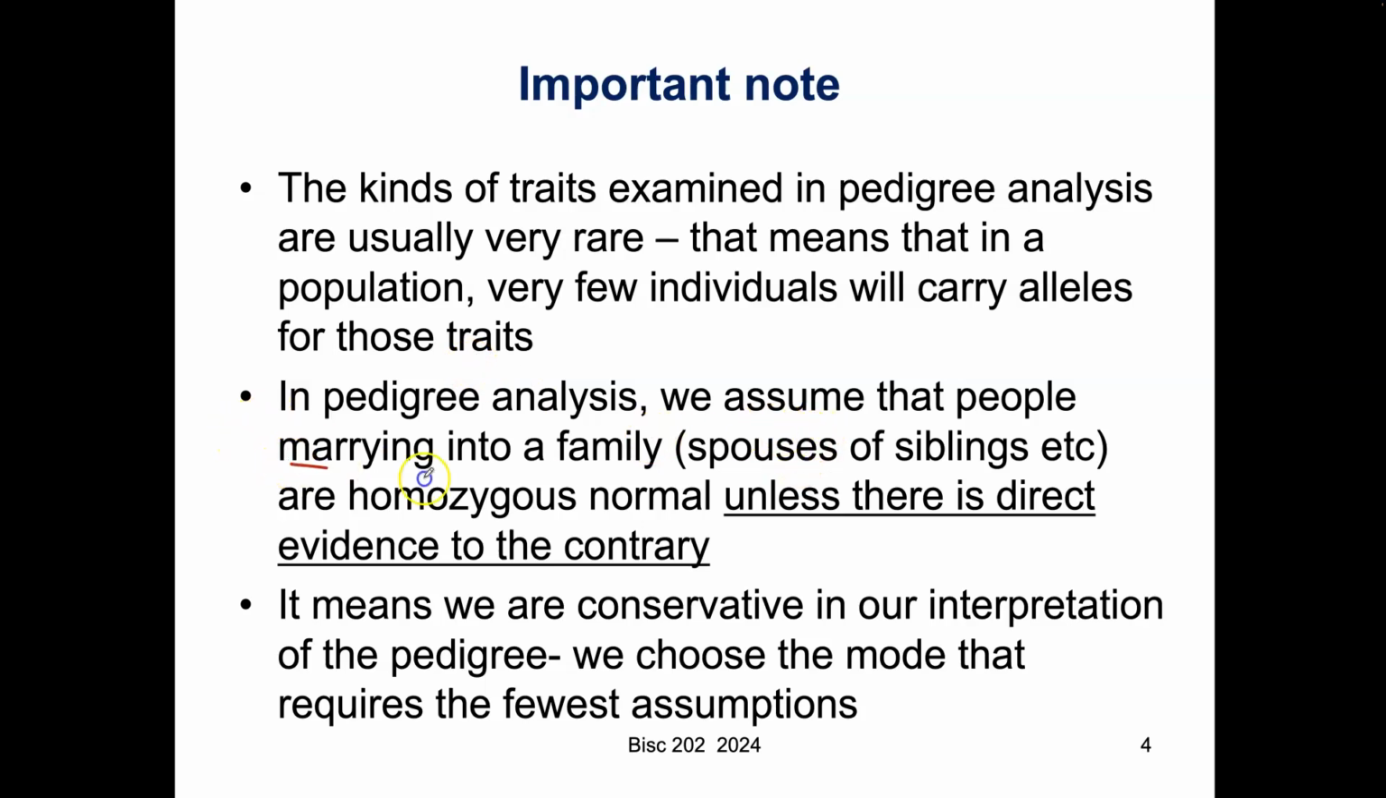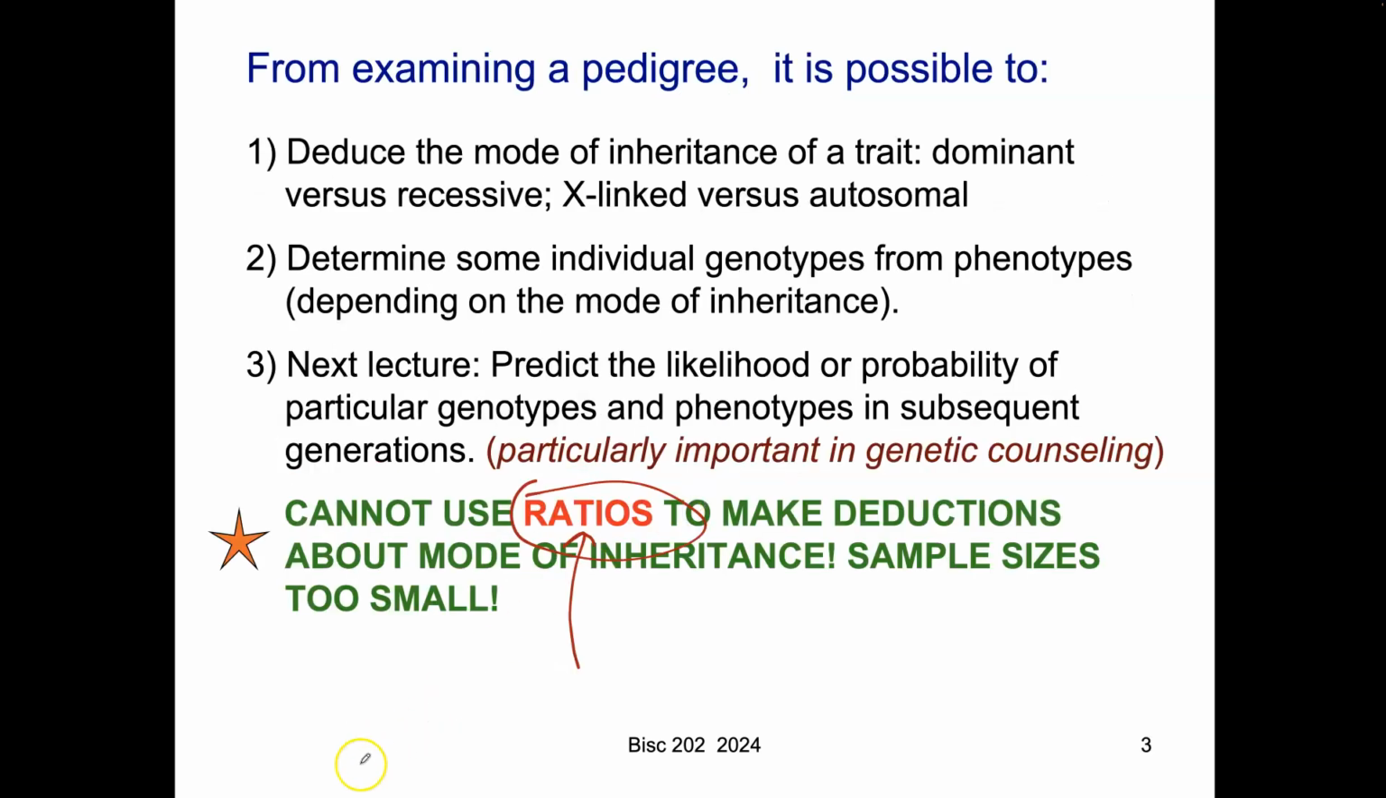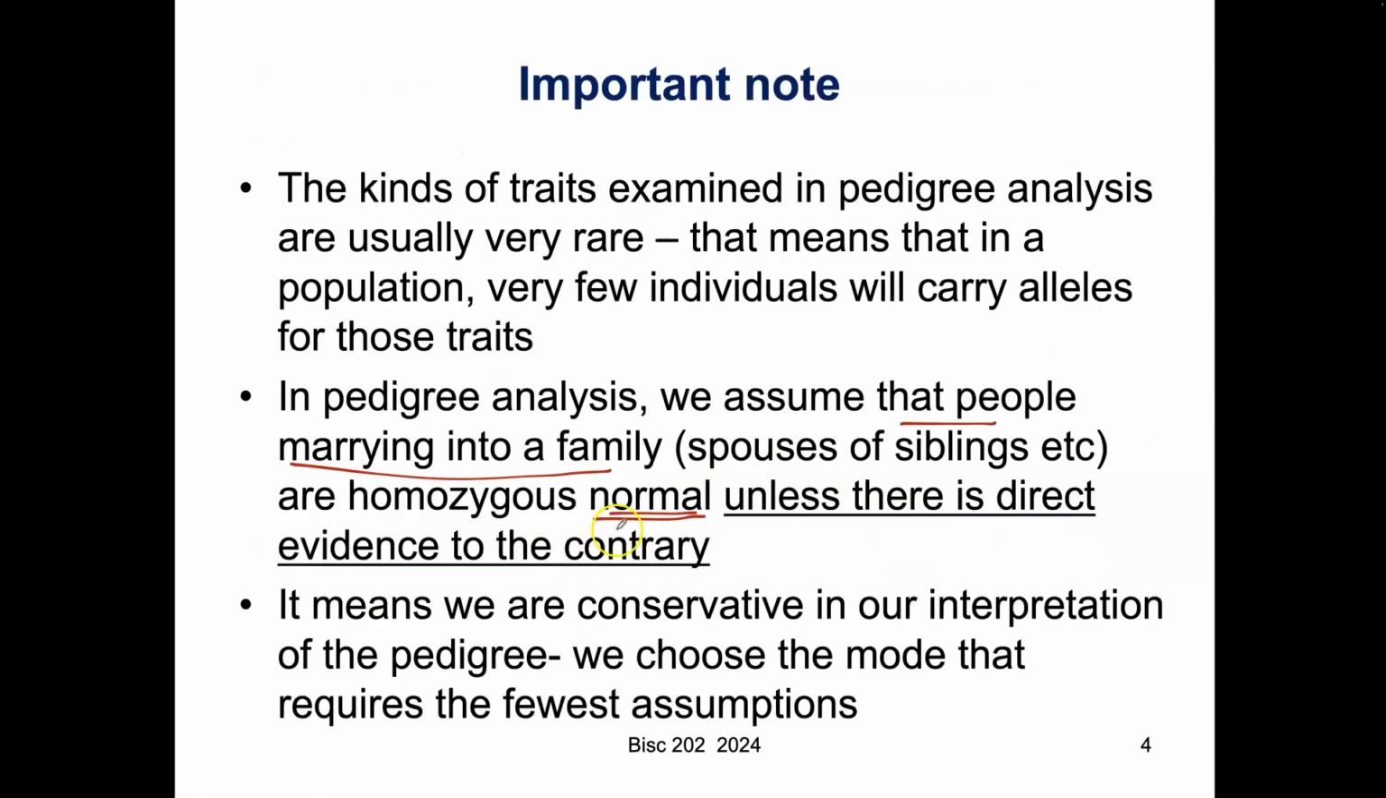We're assuming that anyone coming into the family, marrying in, like the spouses of siblings and so on, we're going to assume that they're homozygous for the normal allele unless there's direct evidence, right? If it's a dominant condition and they're affected, obviously they're not homozygous normal. They obviously have the condition. And if they're not affected and their spouse is not affected, but a child is affected, they must have been a carrier, right, under some conditions. So you basically don't assume that anyone's a carrier unless you've got some evidence.